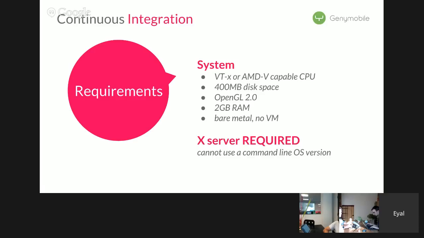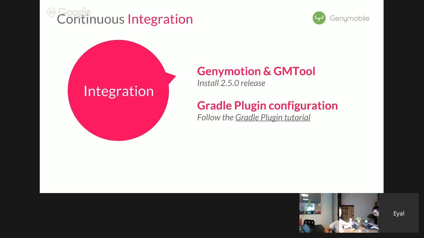That's for many technical reasons. The main one is that we are accelerating all the Android UI, so we need access to the GPU, and this can be done only if you have an X server. If you are using a Mac or Windows, they have an X server, so that's not a question. The real question is if you are using a small CI running only a command-line OS on Linux. That's something you can easily solve, but we will see that a little bit later.